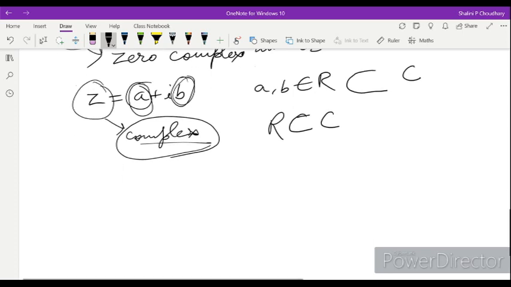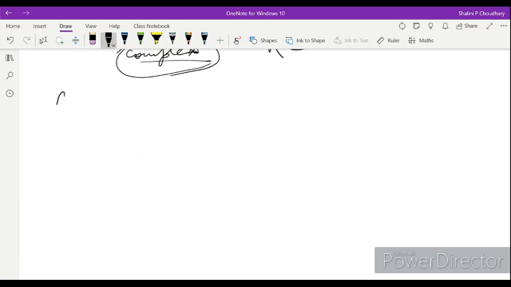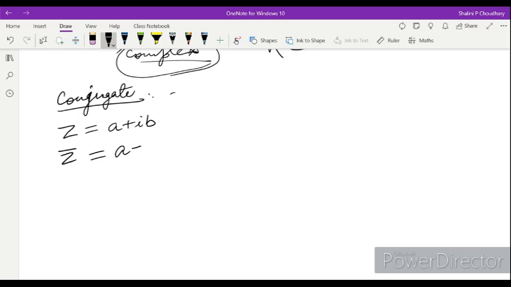Now the next thing that we'll go through is the conjugate of a complex number. So what is the conjugate of a complex number? If Z is a complex number A plus iB, then the conjugate of the complex number is defined as Z bar, and that will be equal to A minus iB. A minus iB means the sign in front of the imaginary part will change.